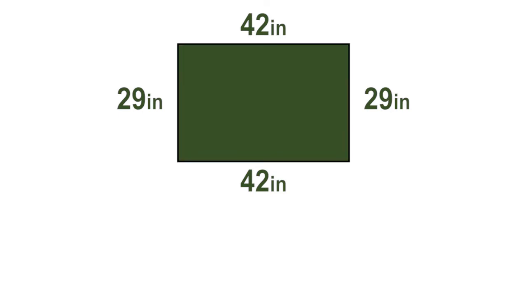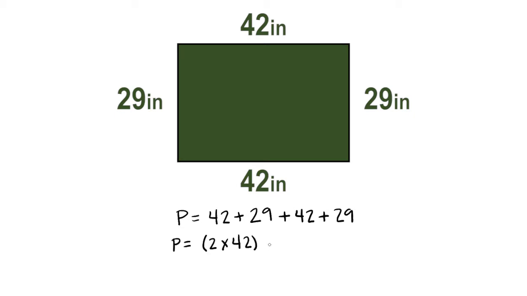Now the sides can be added together to find the total distance around the rectangle. 42 inches plus 29 inches plus 42 inches plus 29 inches equals the perimeter. This equation can be simplified by combining like terms. There are 2 sets of 42-inch sides and 2 sets of 29-inch sides. This can be written as 2 times 42 inches in parentheses plus 2 times 29 inches in parentheses equals the perimeter. Both equations find the perimeter.